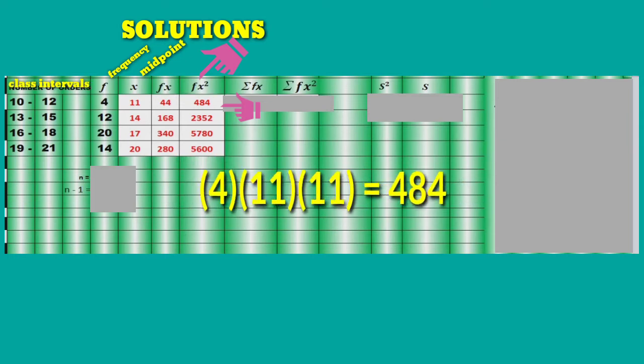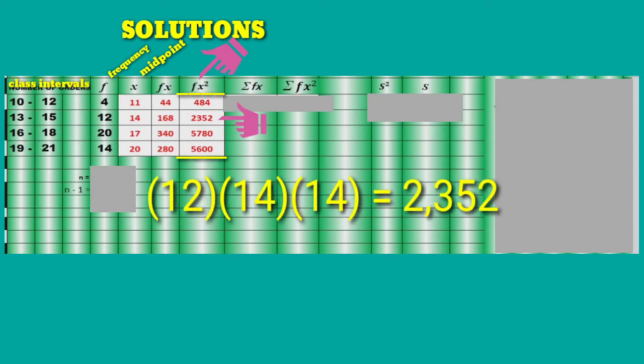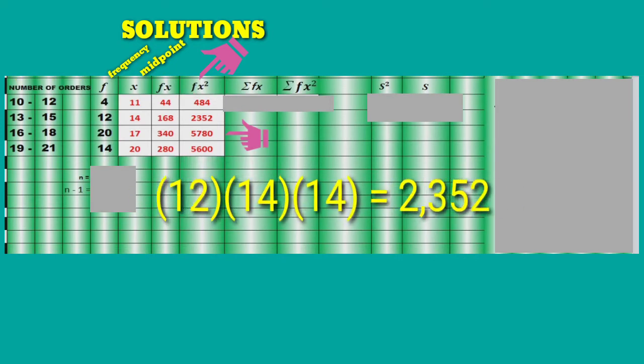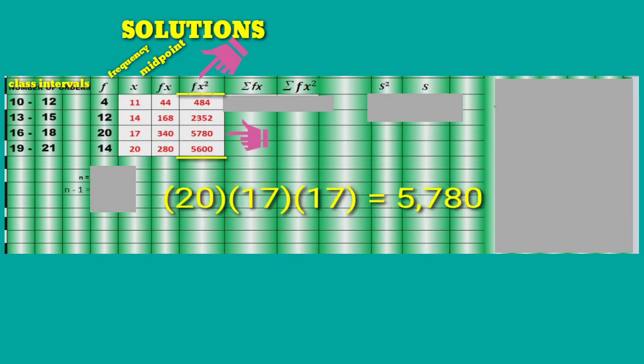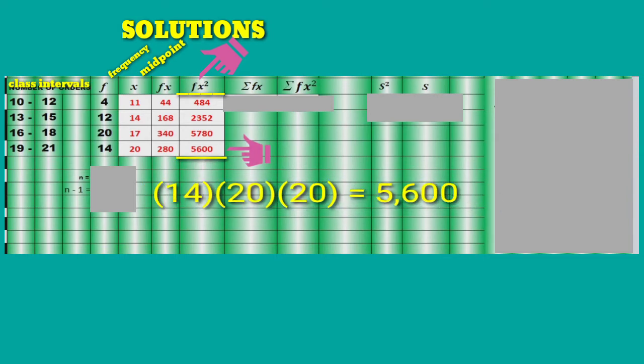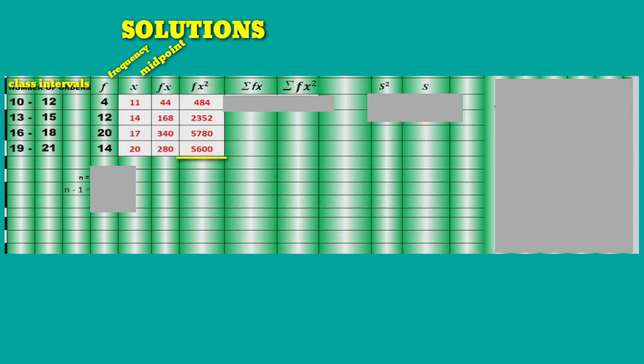Next, to get 2352, you multiply 12 times 14 times 14. The result is 2352. Next, to get 5780, you multiply 20 times 17 times 17. The result is 5780. Next, how did we get 5,600? You multiply 14 times 20 times 20. The result is 5,600. Now, let us proceed to the next column, the summation of fx.